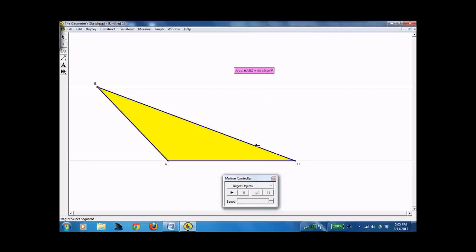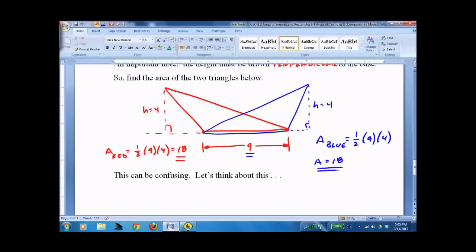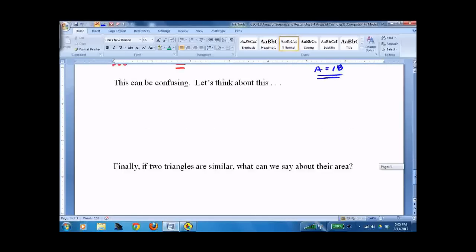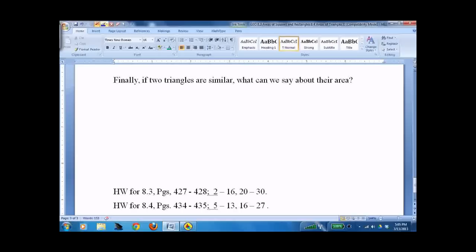All those triangles have the same base and same height, because the base doesn't change, and these two lines, top and bottom, are parallel to each other, so the distance between them, a perpendicular line, is the same. Confusing. Play with it. Get it.